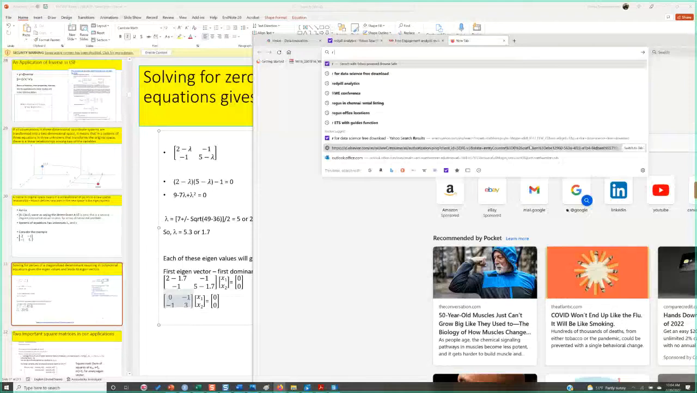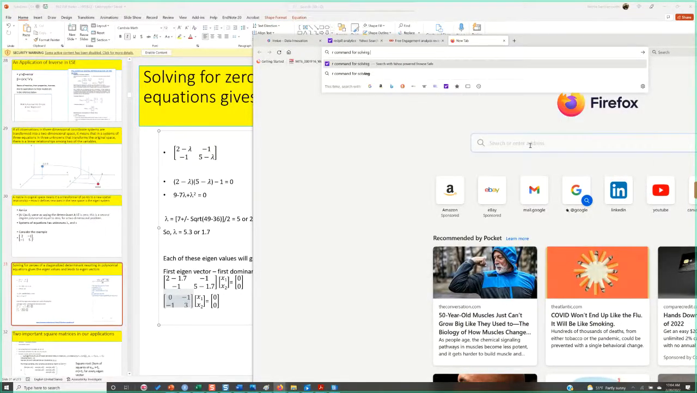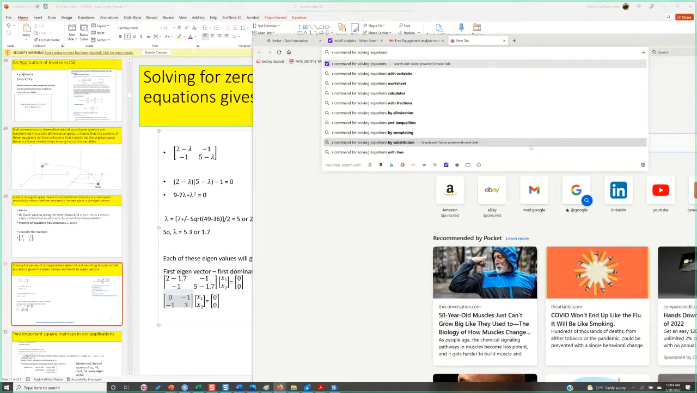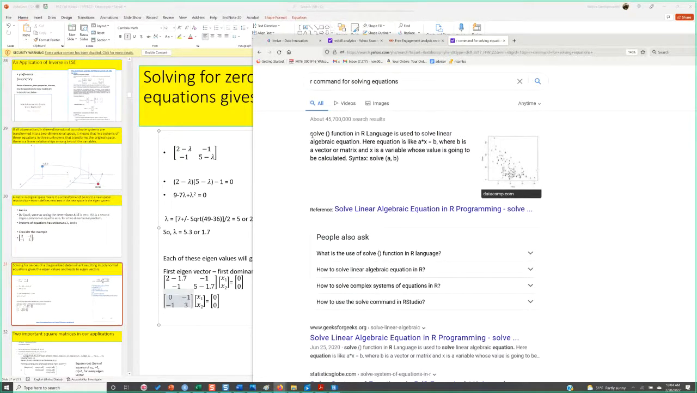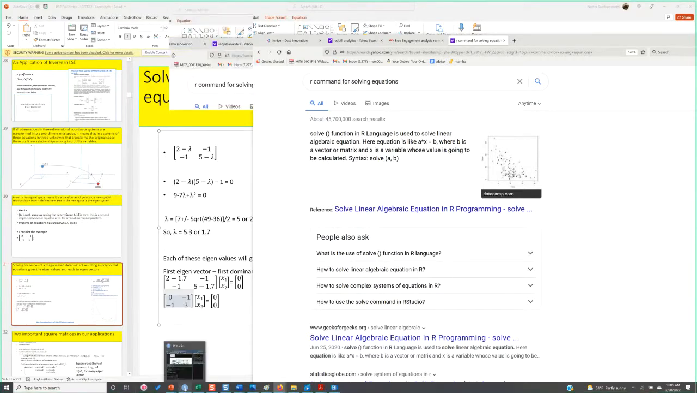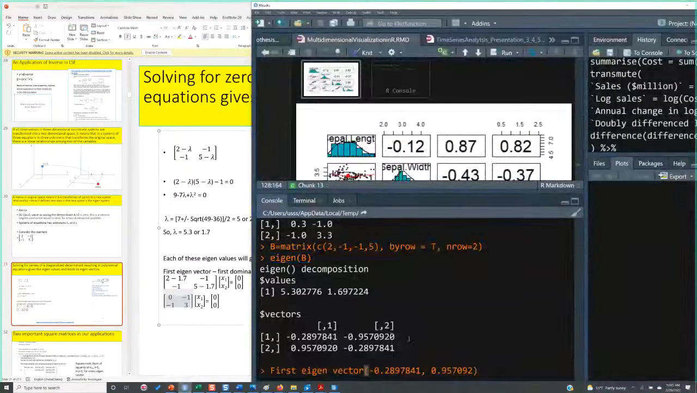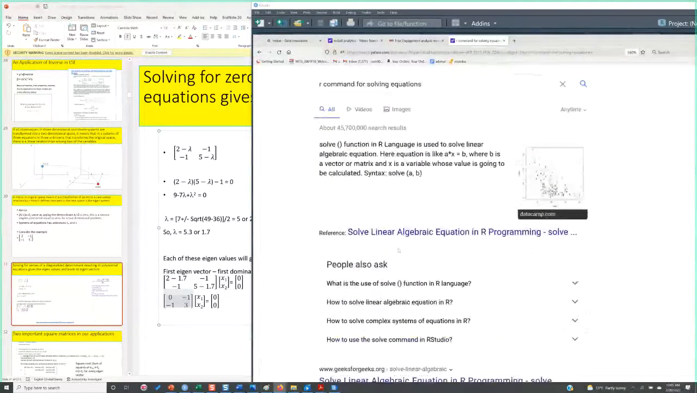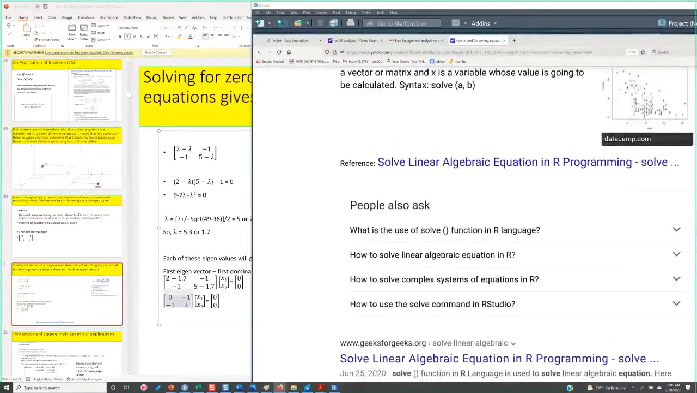The command you have to use is the R command for solving equations. You have to find out what that is. I think it's called solve. So why don't we do that? AX equal to, so I have to give the A value and the B value, and then only it will solve. The solve command refers to the following: solve A comma B.